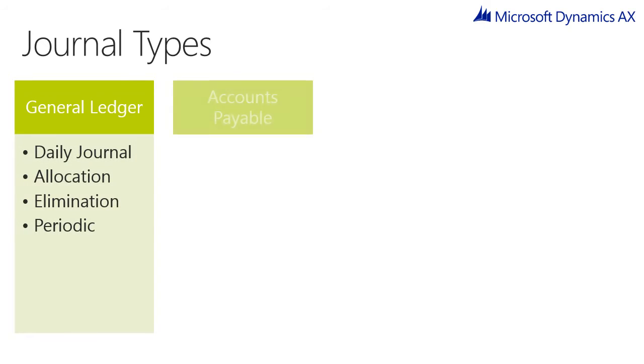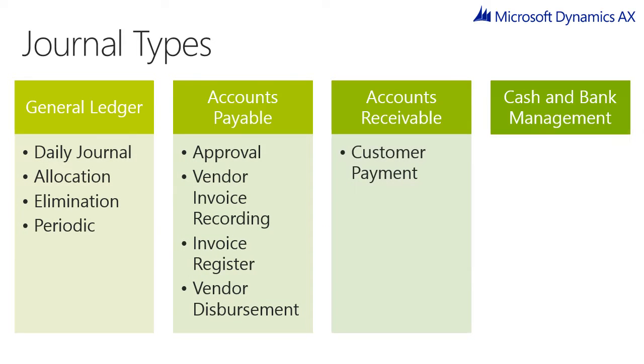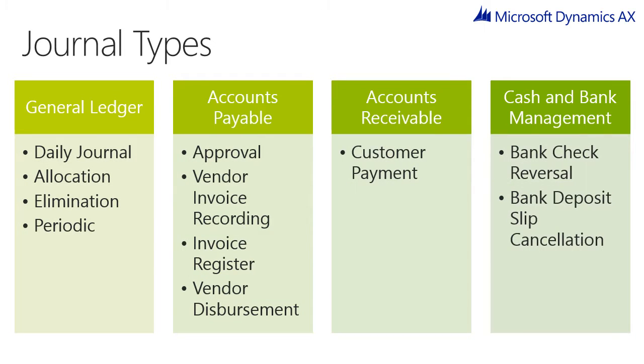Let's discuss some of the journal types that are available in AX. There are many types of journals that are used in all of the financial modules. In order to create a journal of a specific type, at least one journal name must be configured for that type. For example, if you want to use AX to record vendor payments, you must create at least one vendor disbursement type journal name. The daily journal is the generic journal type that is used in the general ledger for a general journal.